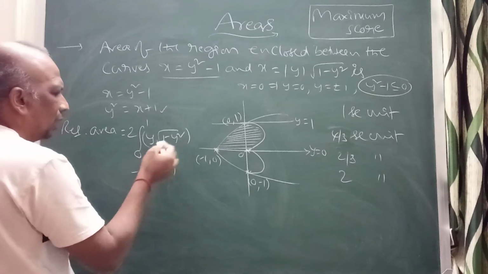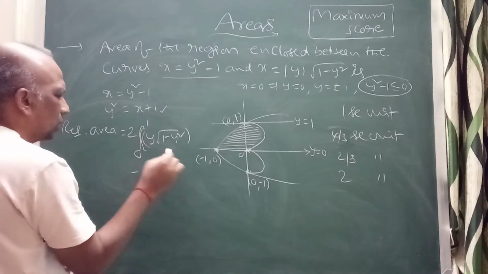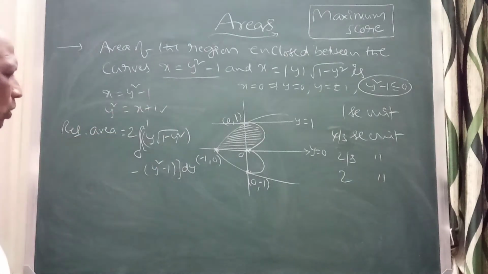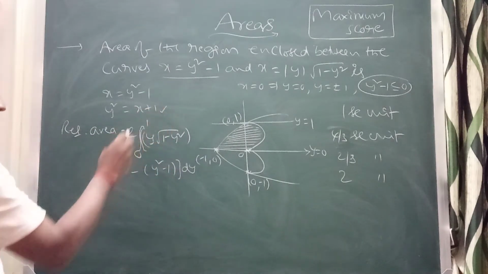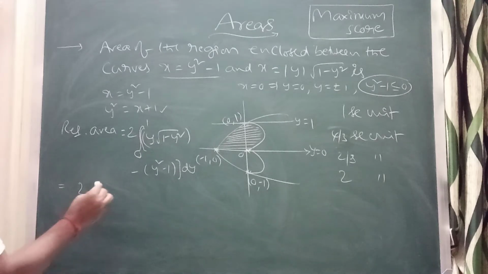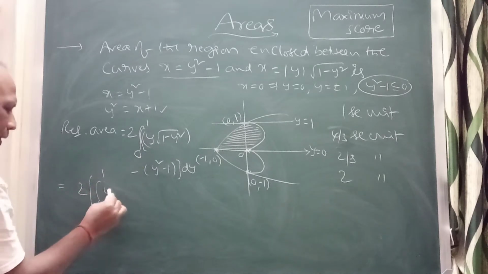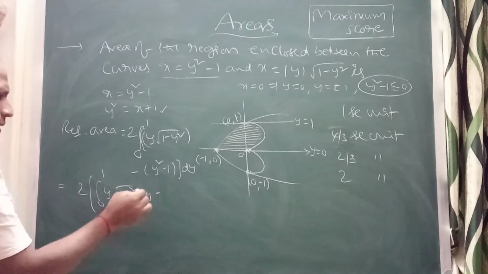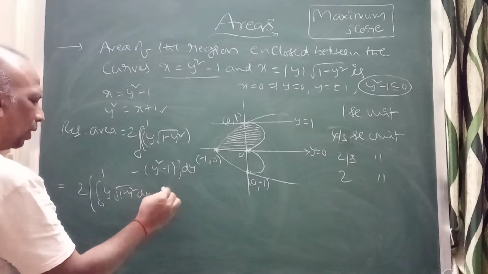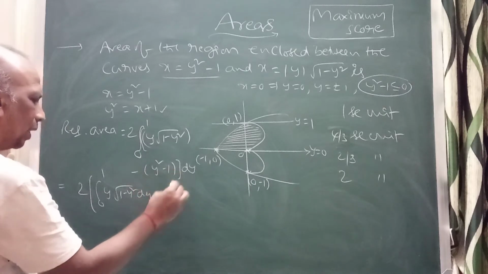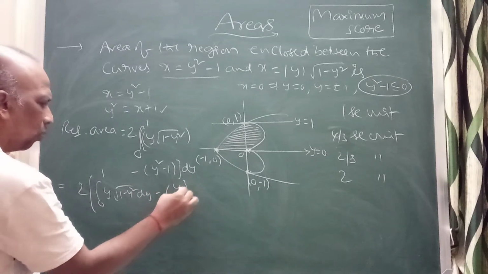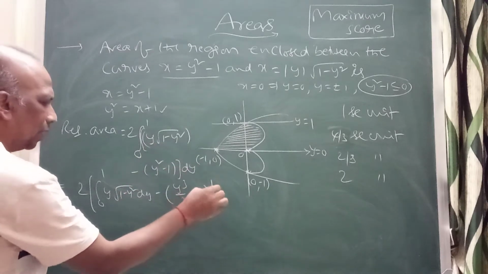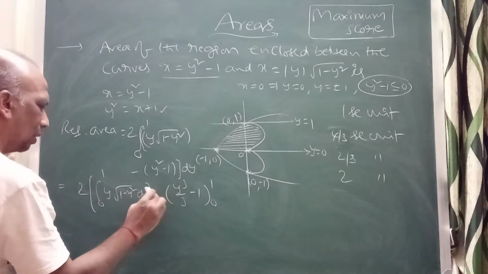This is the curve, right? I can write this minus this, dy. So this part I can find easily. I can make it 2 into integral 0 to 1, y into root of 1 minus y square dy, minus the integral of this one. I can write this directly. I can integrate this: y cube by 3 minus y, limit 0 to 1. I can separate like this.